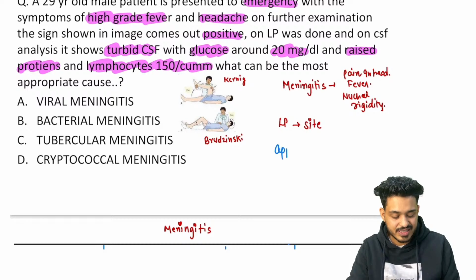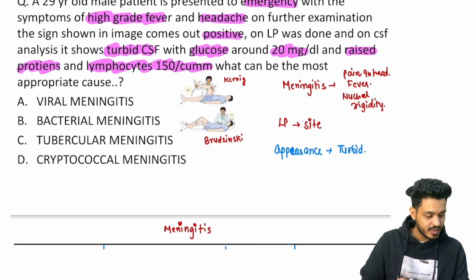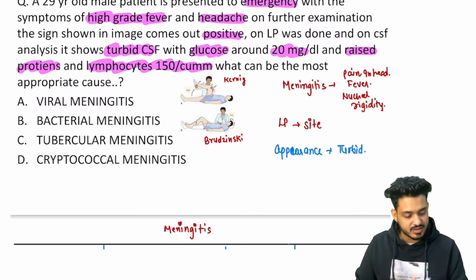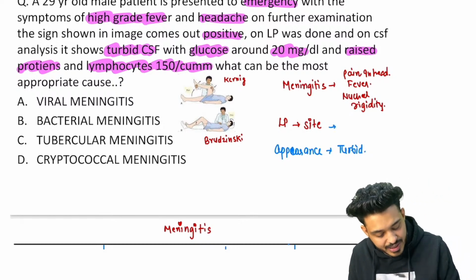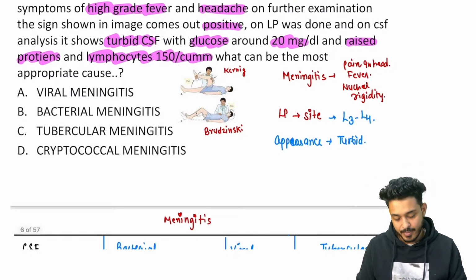The appearance of the CSF is going to be turbid here. Turbid CSF we are getting, right? Very good, yes, very good. That is going to be L3 and L4, the site from where we are going to do the lumbar puncture. ठीक है, अभी identify करते हैं.